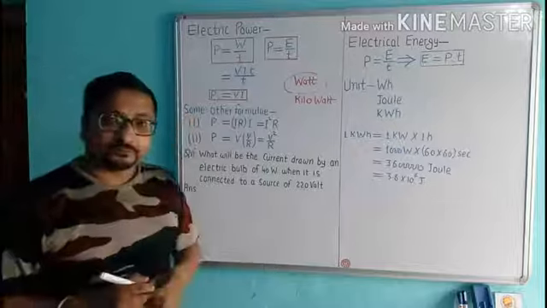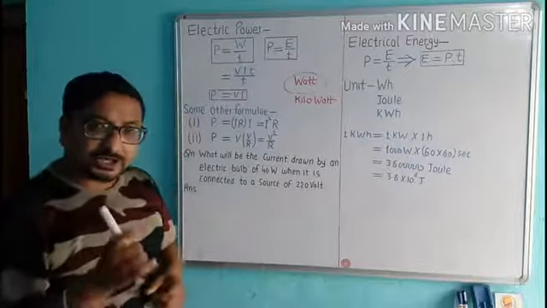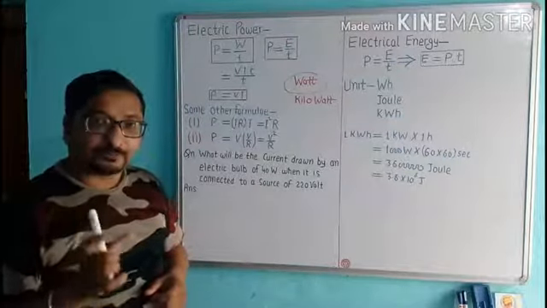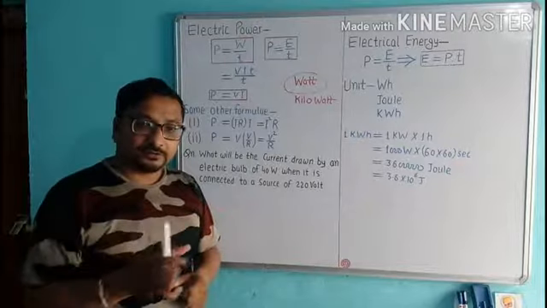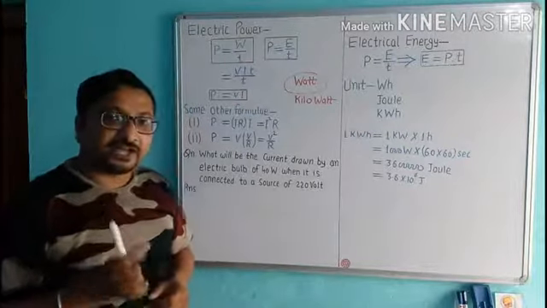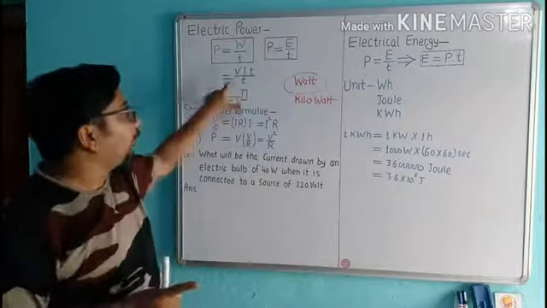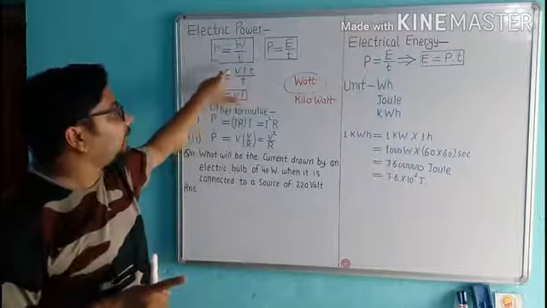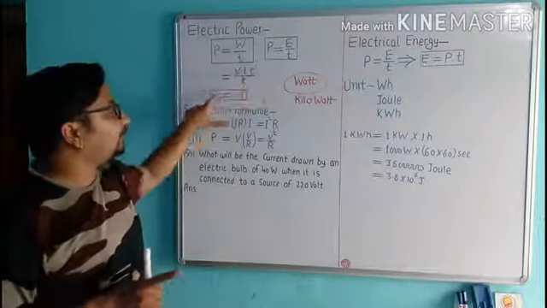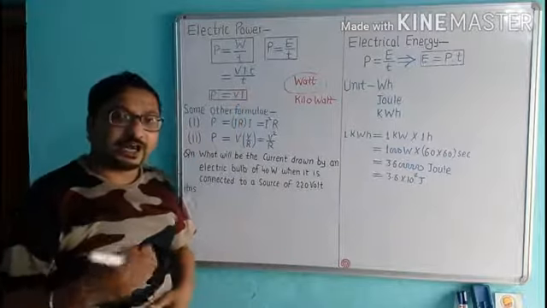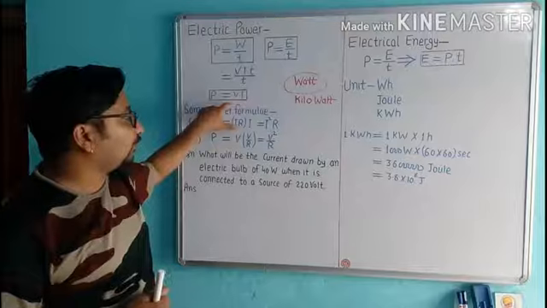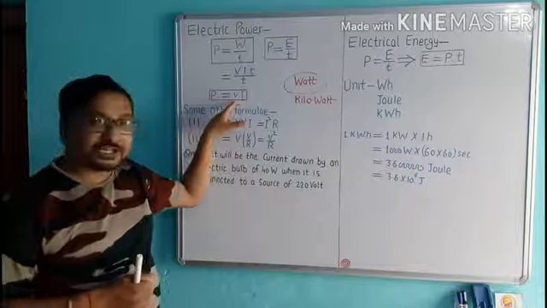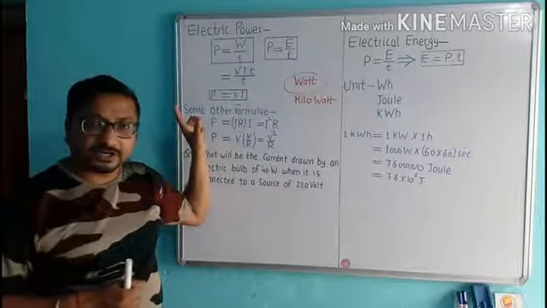Again, if under potential difference V, current I is flowing in a circuit for time T, then the electrical work done will be VIT. So replace W by VIT. VIT upon T, T and T cancel out each other, and P is equal to VI. So it is clear that electrical power depends on potential difference and electric current.